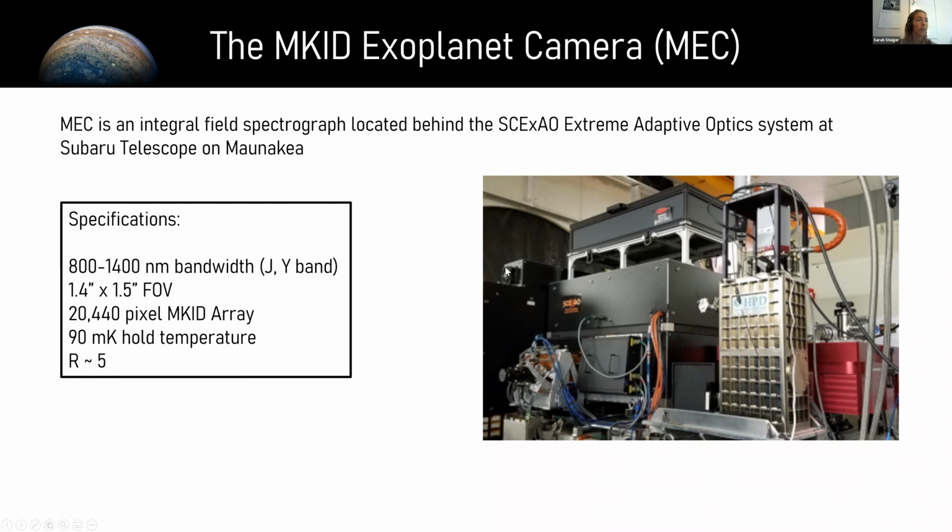So over here on the right, you can see a picture. The silver box here is the MEC cryostat, which is located directly behind the SCExAO optics bench.